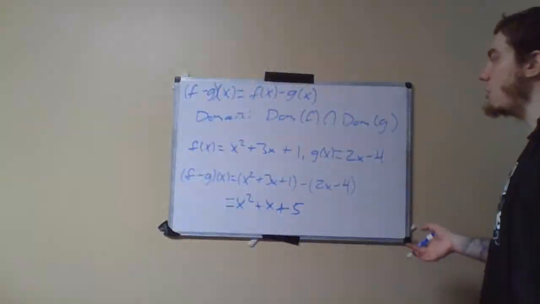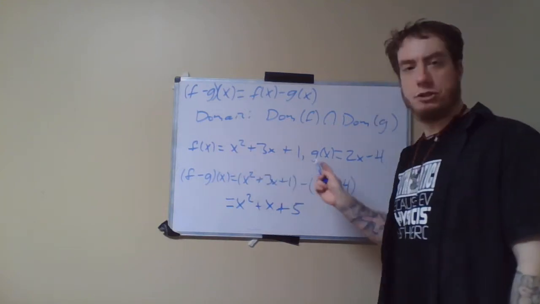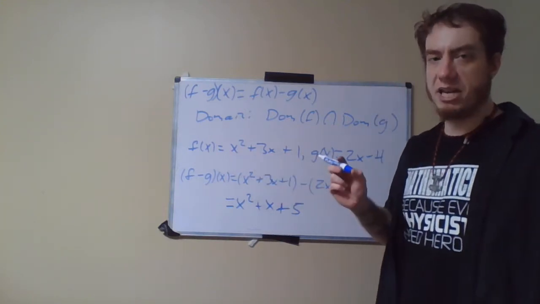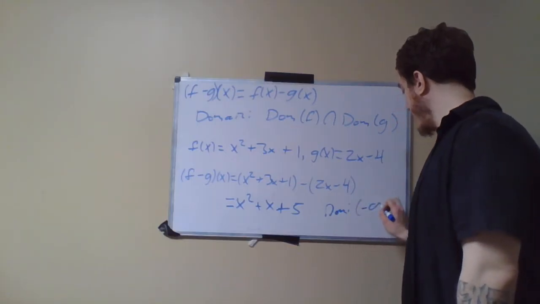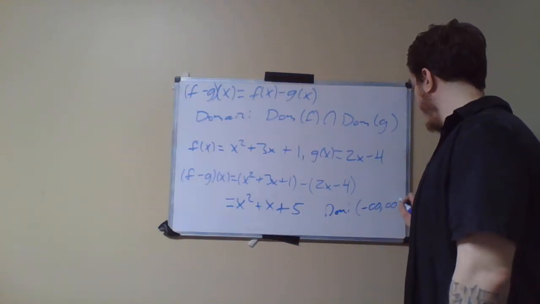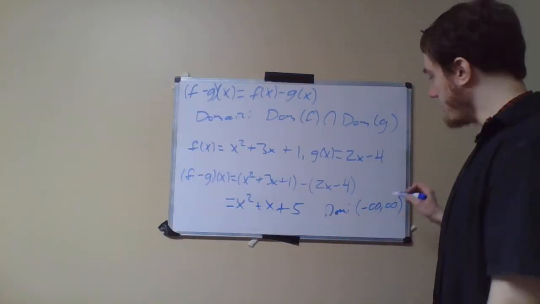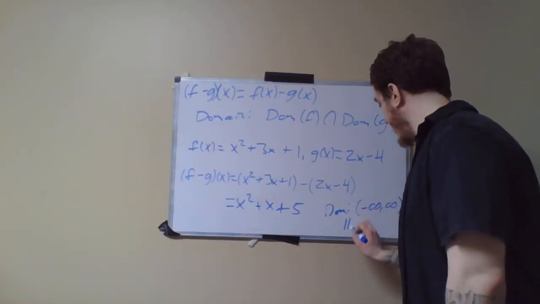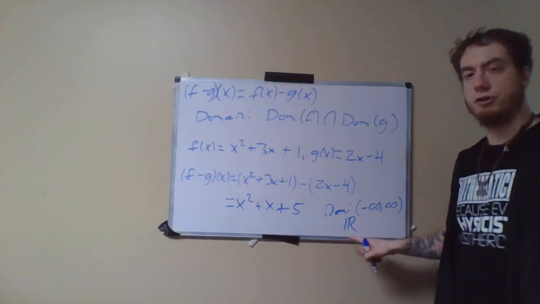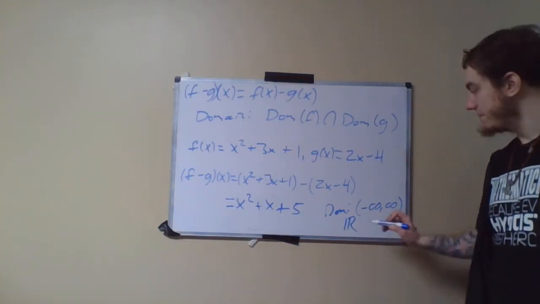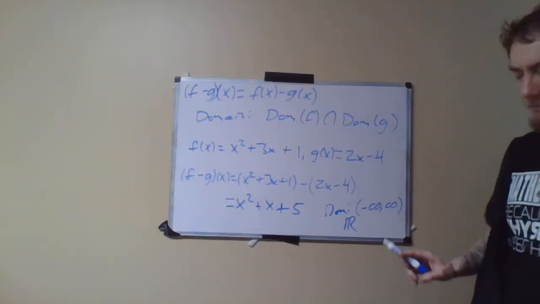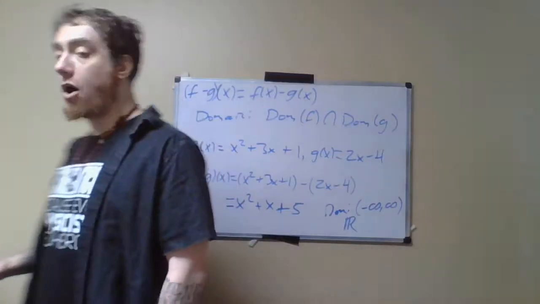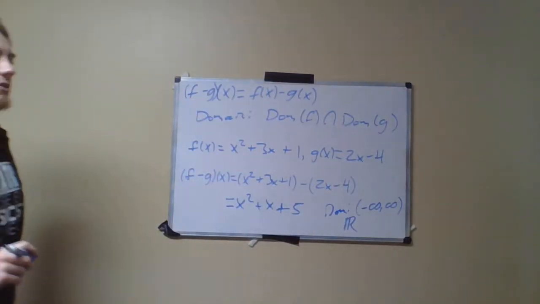The domain is all real numbers because f and g are both polynomials, so their domain is all real numbers. And so we can simply say the domain is -infinity to +infinity. Another way of expressing the real numbers is this symbol. It's called blackboard R, and it's an R with an extra line here to thicken it up a bit. The blackboard R simply symbolizes the set of all real numbers.